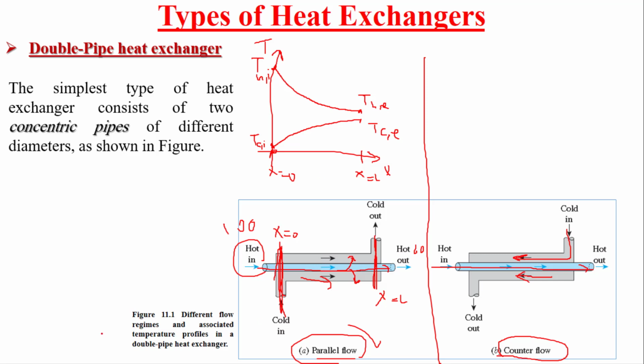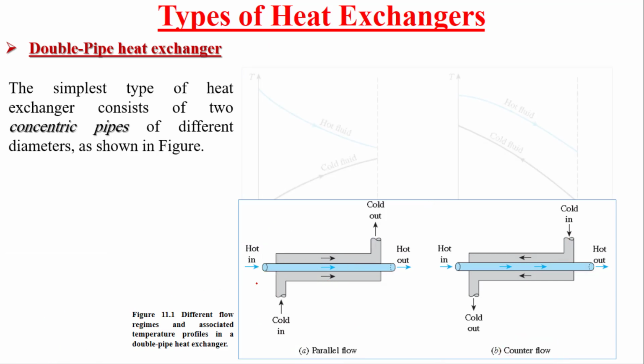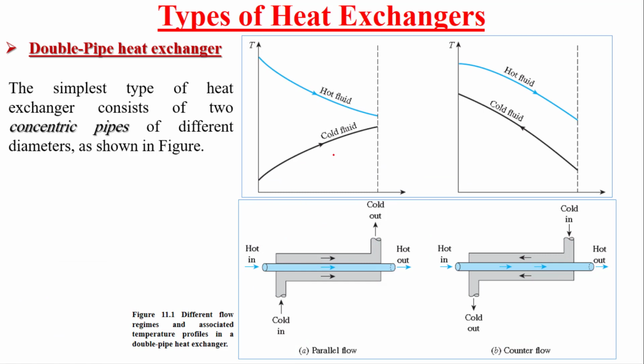So this is T cold exit. So here is the profile. This profile represents the cold fluid. It enters with very low temperature and exits with high temperature. Of course, it will not reach the hot fluid temperature because of losses, because of the length of the tubes, many reasons. And the hot fluid's temperature will decrease from higher to lower. And you can notice both fluids flow in the same direction.